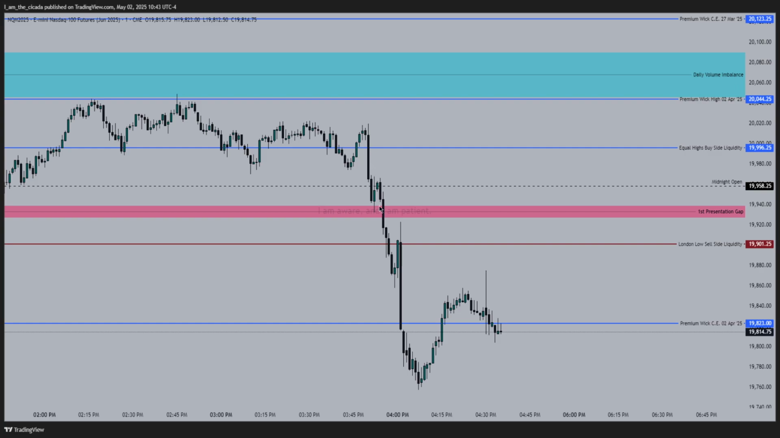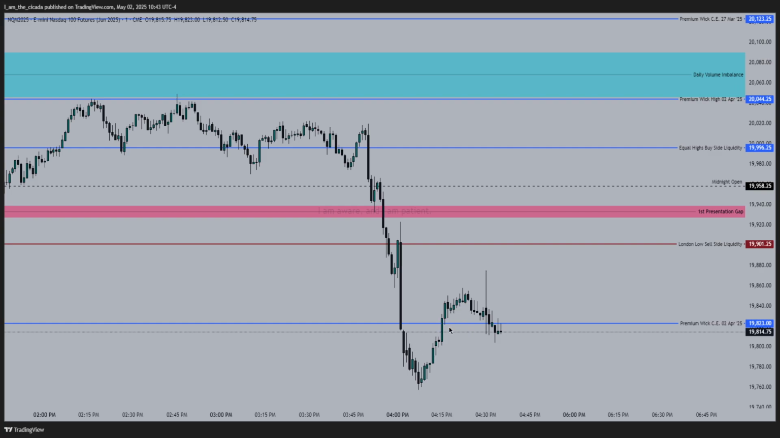And then from there, we fetch the first presentation gap. We run back out one more time, open that open, through it, and we reclaim it again as a SIBI. We run through and below the London low sell side liquidity. Return back higher, fade, touch the first presentation gap, but also fill in this SIBI. And then we get this one big spacing candle that takes us back towards the premium wick consequent encroachment, which we have not been at generally all day.